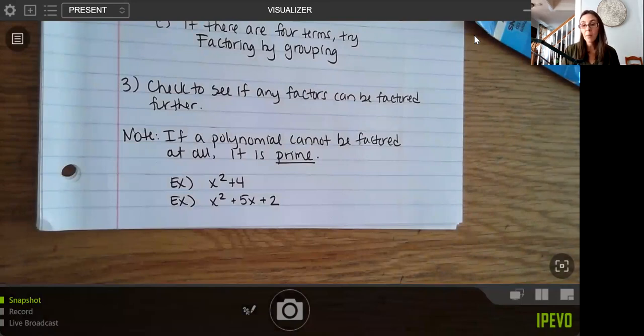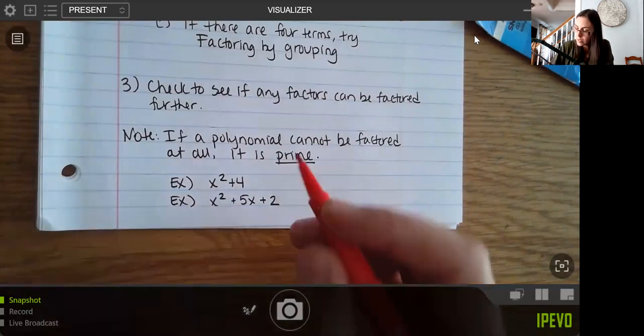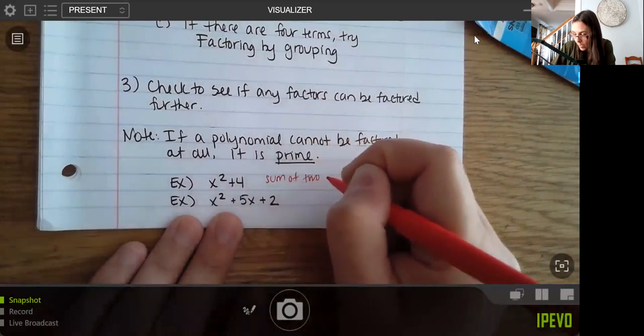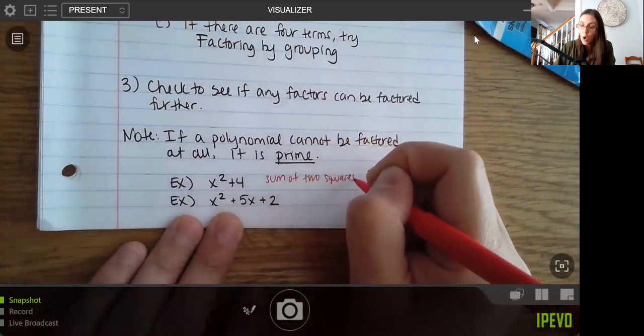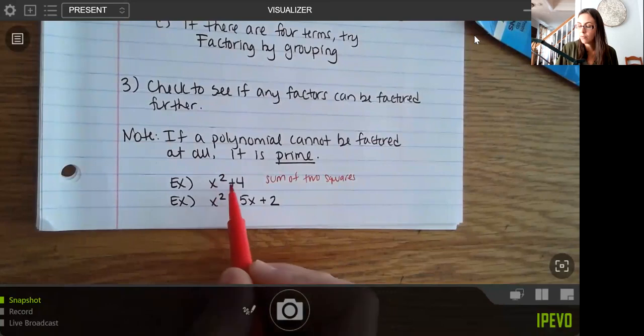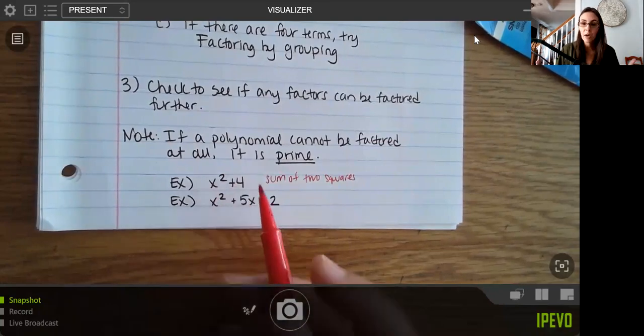So some examples of polynomials that are prime is this one here. So notice that the sum of 2 squares is always prime. It doesn't matter what 2 squares they are, you're never going to be able to factor it. So x squared plus 4 is a sum of squares, right? It's 2 squared. It's not going to be factored.